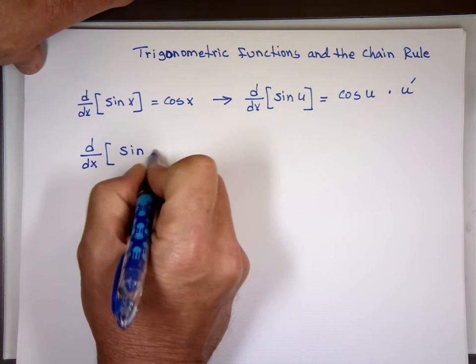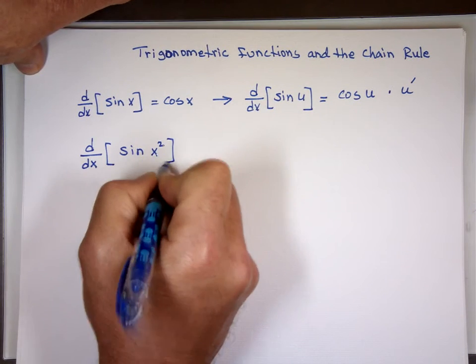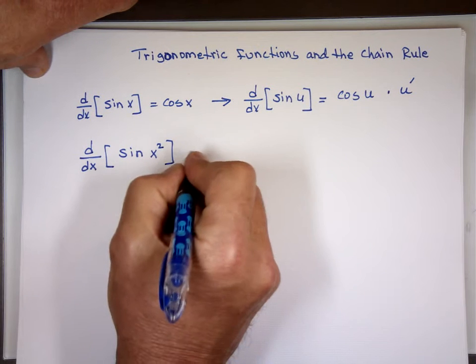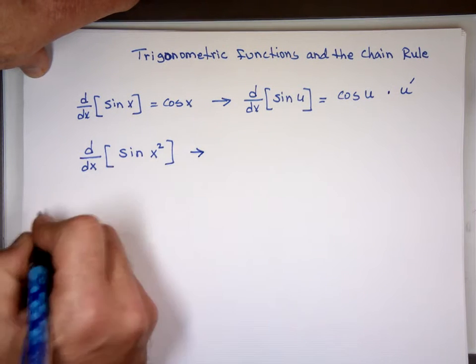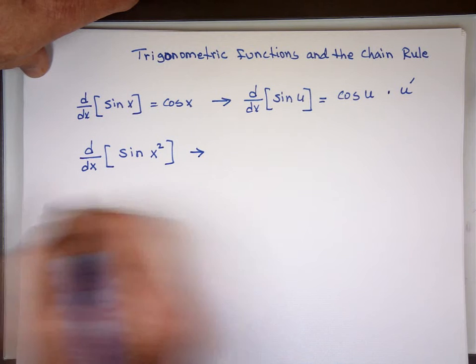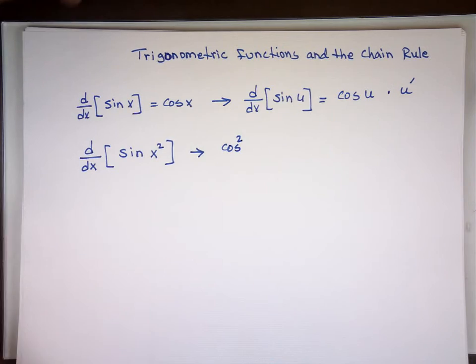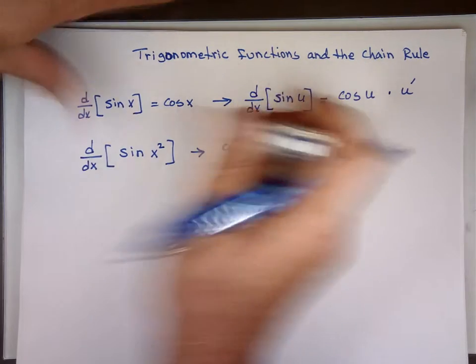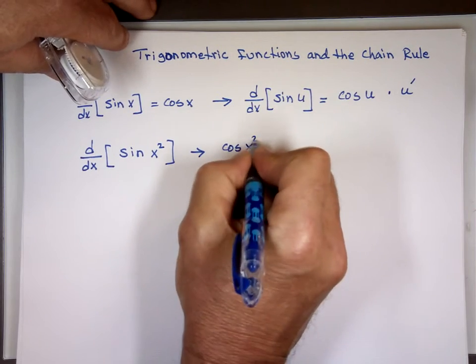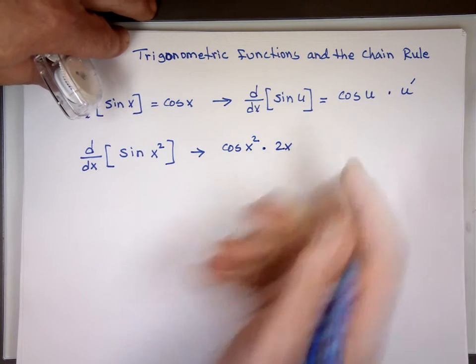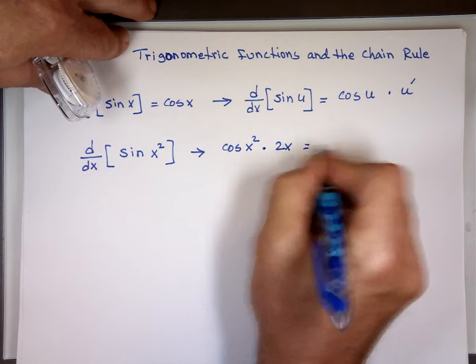Let's see, we have sine of x squared, not just x. So the derivative of that is going to be what? Cosine x squared, but that's not enough. Cosine x squared times the derivative of x squared, which is what? 2x. And usually we like to write the 2x first.